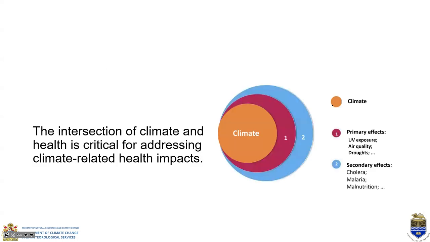I think parts of this have already been touched on. We need to look at the intersection of climate and health to understand the possible impacts, either from climate change itself or just climate variability. This could be, for example, primary effects such as increased ultraviolet radiation exposure, which may lead to premature skin aging, or increased air pollution through propagation of air pollutants. Then also adverse events such as droughts or flooding, which can create favorable conditions for, let's say, cholera or malaria, but also drought may lead to crop failure, which may put populations at risk and then lead to malnutrition, for example.